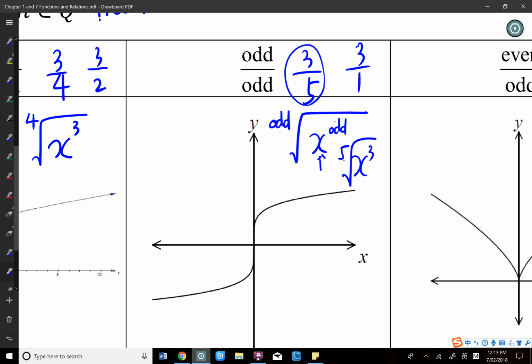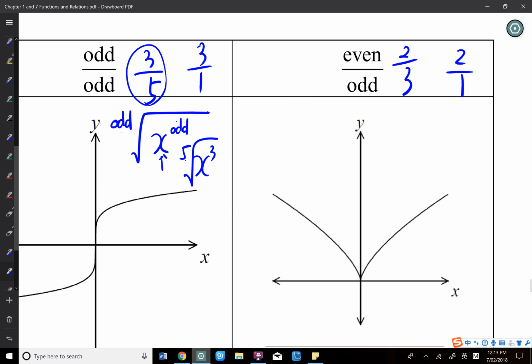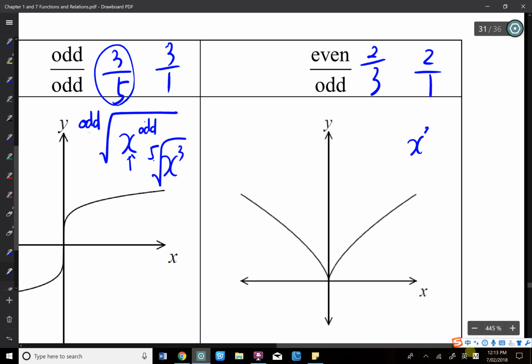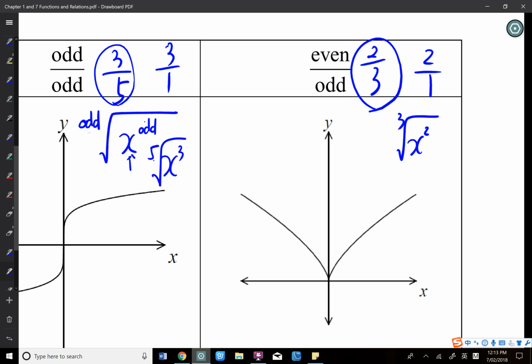Okay, so that's odd over odd power. Now think about even over odd power. Well, x to the power of 2 over 3. Just take this as an example. X to the power of 2 and then take root 3. Okay, you put positive in, you definitely have positive. You always have graph in the first quadrant. Okay, 1 squared is 1 and cube root of 1.